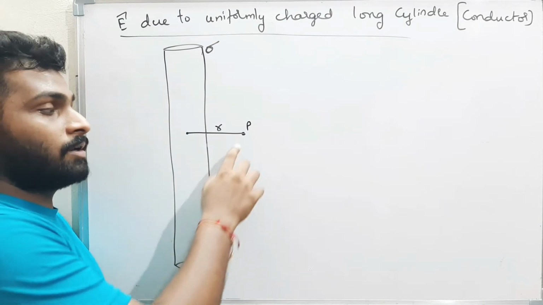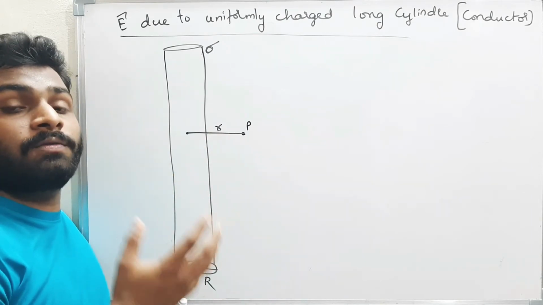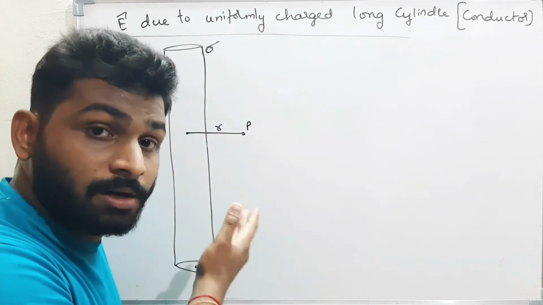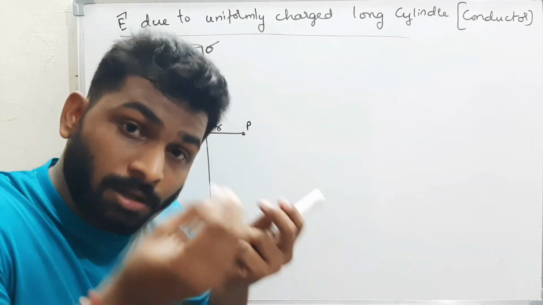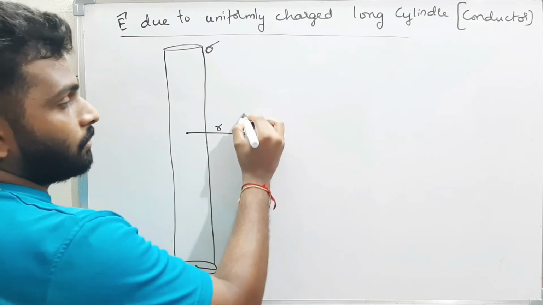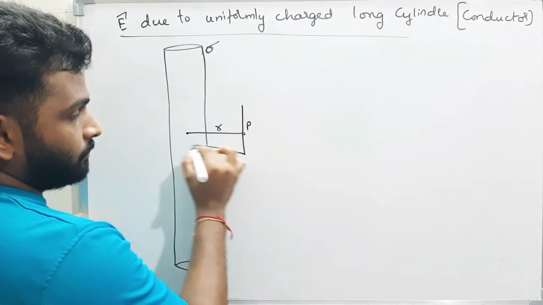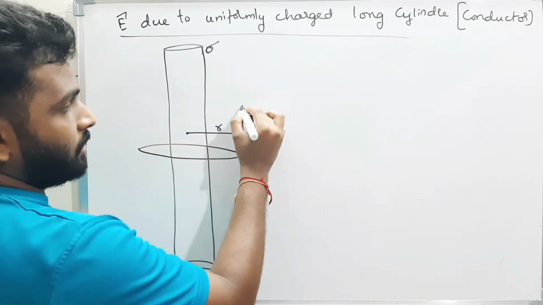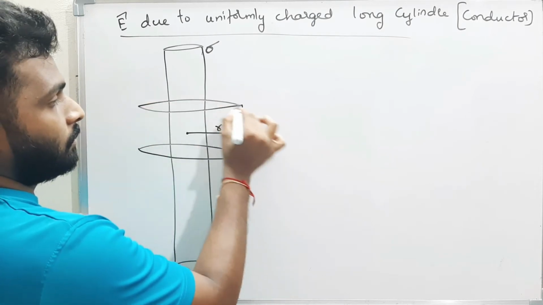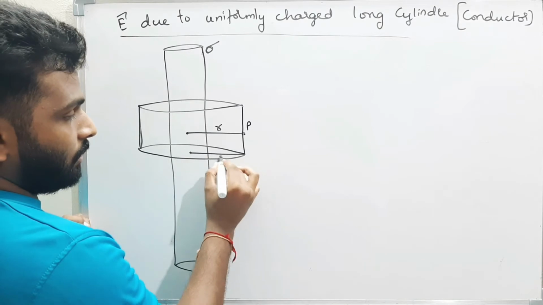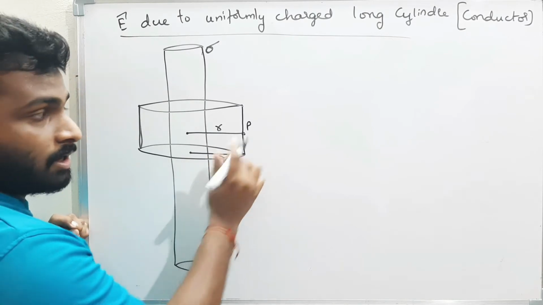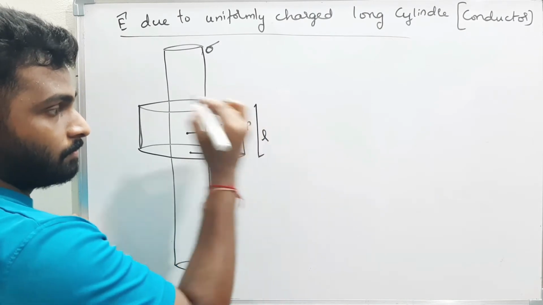Now they told us to find the electric field intensity at this point. What do I have to take? First of all, I have to take a Gaussian surface. What is the best suitable Gaussian surface to cover a cylindrical body? The best surface is a cylinder itself. Therefore, a cylinder of radius r and length L.